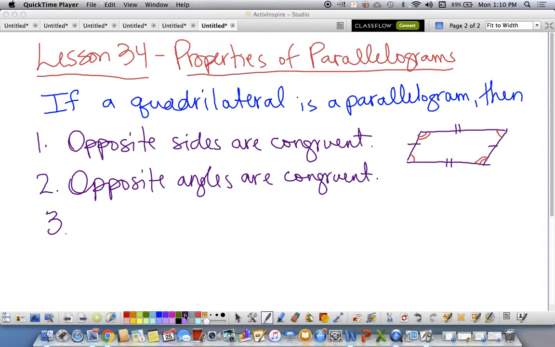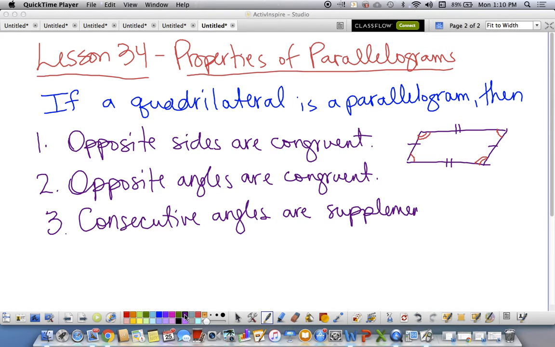Next, we have consecutive angles. What does it mean to have consecutive angles? They're right beside each other. And consecutive angles are supplementary. What does that mean?